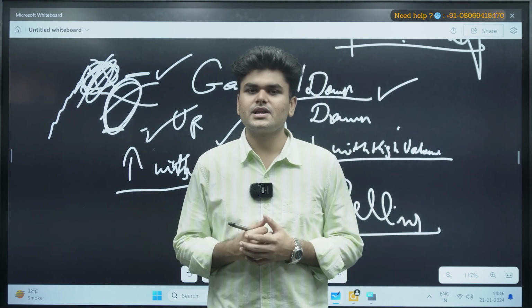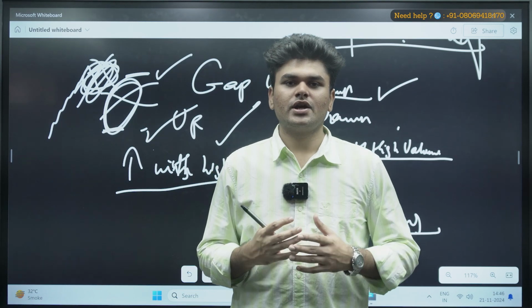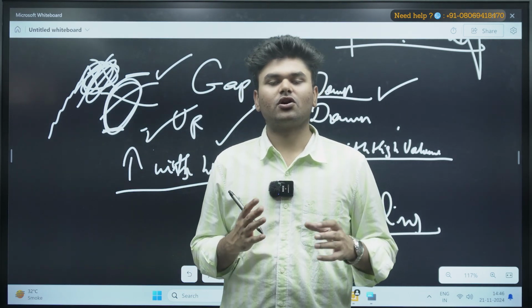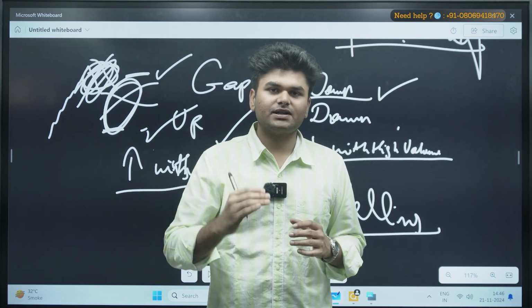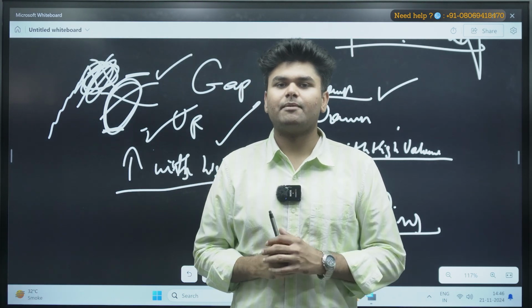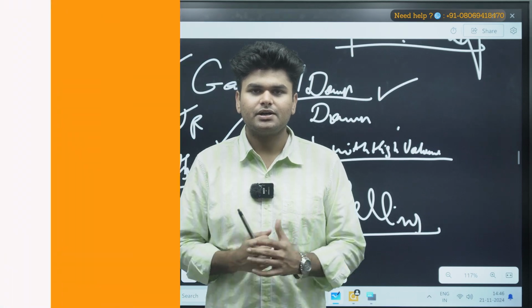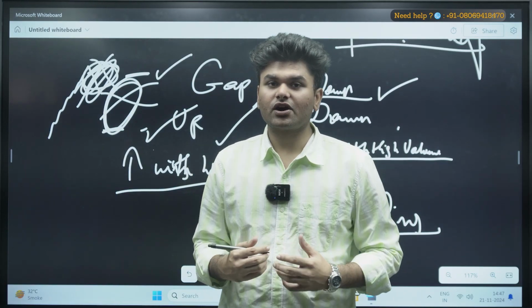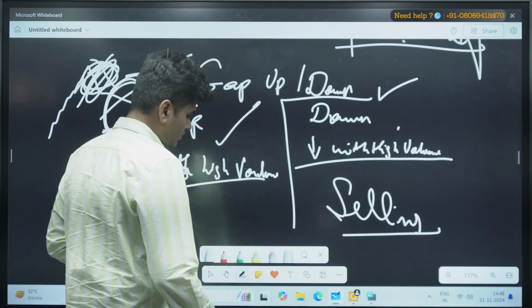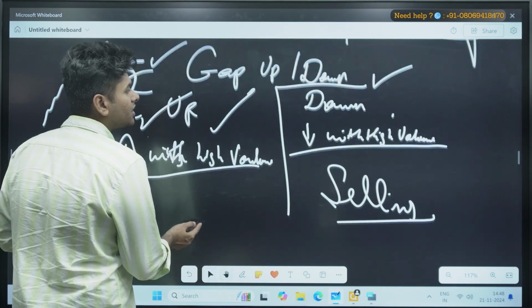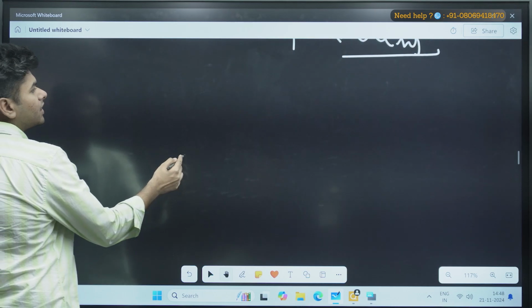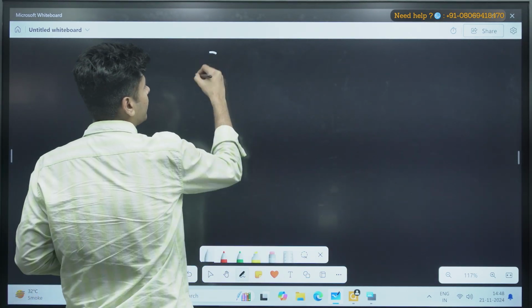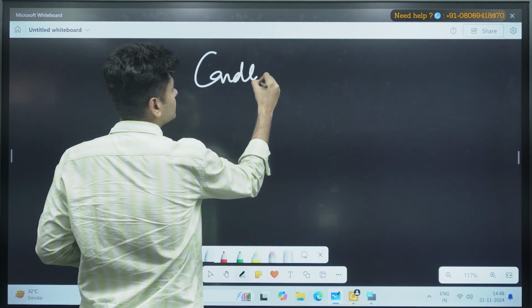So this gap up and gap down is indicating that the fair price is not the market's closing price, and the fair price is the opening price where you see the gap up or the gap down, right? So guys, our next point is to check out the candlestick patterns. After analyzing the gap up or gap down and the opening, in the opening range we need to analyze the candlestick patterns.